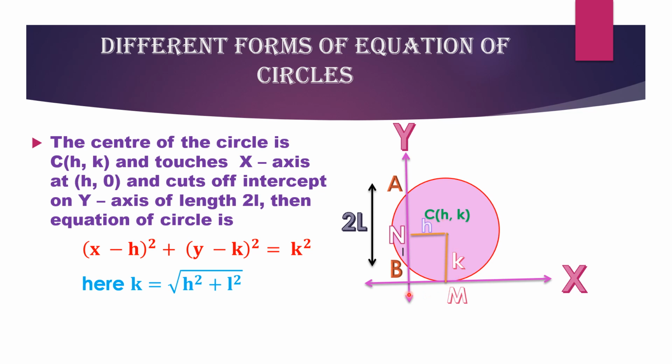We observe the diagram. In this, CB is the radius. In the triangle CNB, applying the Pythagoras formula, we can find the radius that equals the square root of h² + l². This is the form of equation of circle.